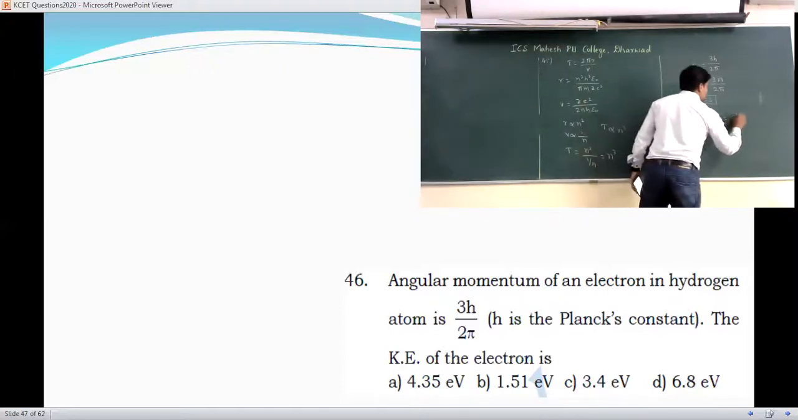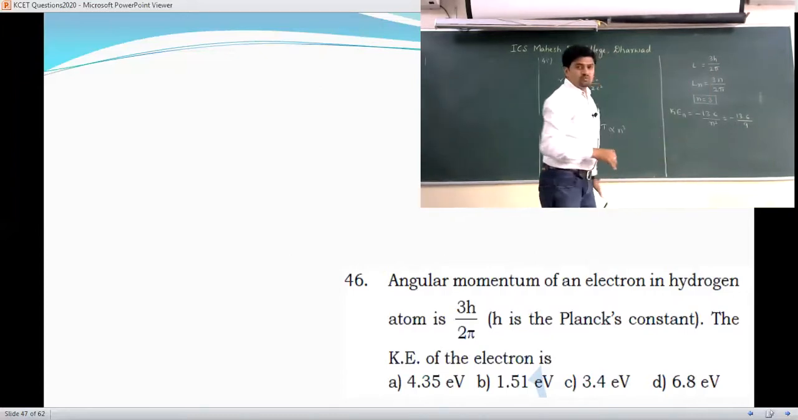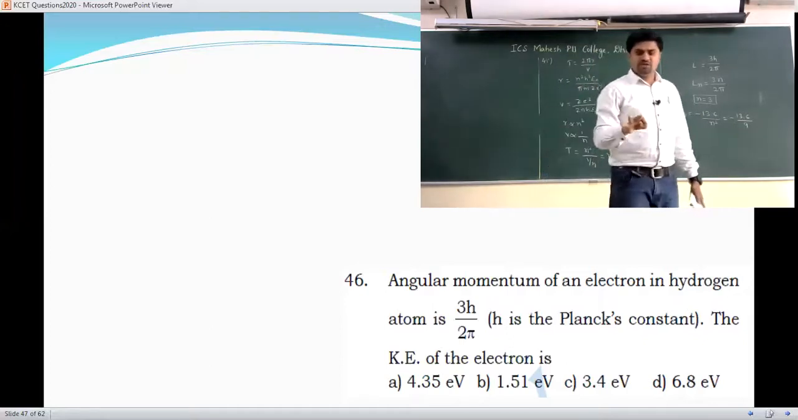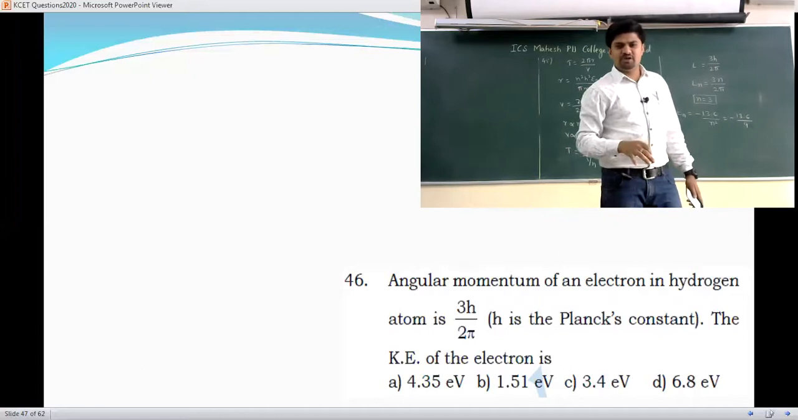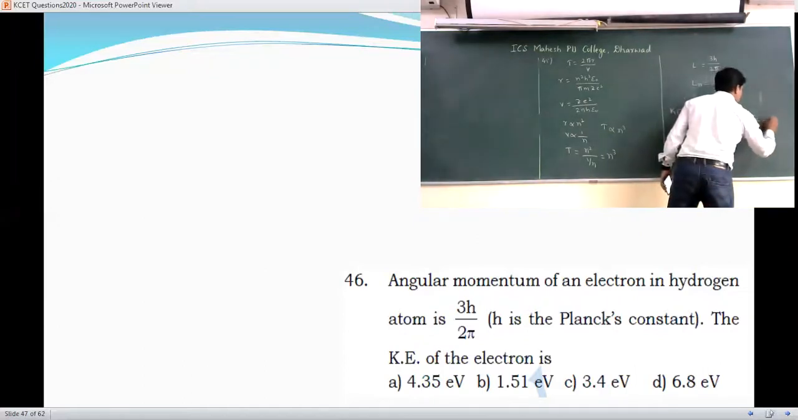So it is minus 13.6 divided by n square. Already we have got the value of n, it is 9. 13.6 divided by 9, if you calculate that, you will get something around 1.5. If you see the options there, the suitable one is 1.51. So directly I can take that. It is minus 1.51 electron volt.